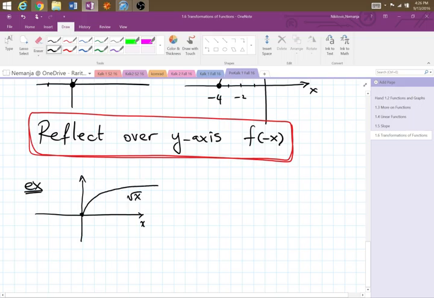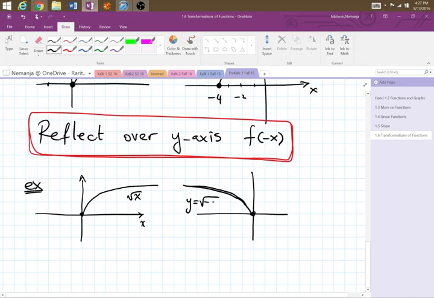Square root of x. And I want to reflect it on the y-axis. Well, that should be common sense, that it's just going to be like in a mirror. It's going to go this way. And this is y equals square root of minus x.